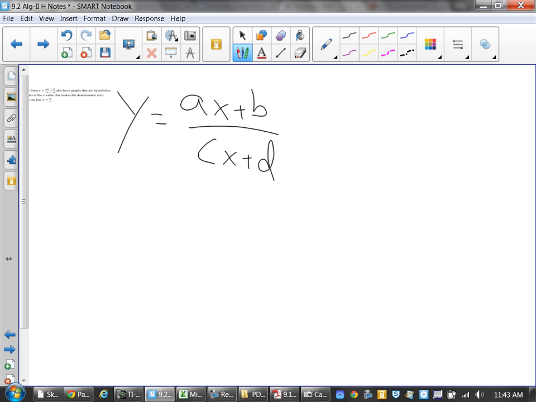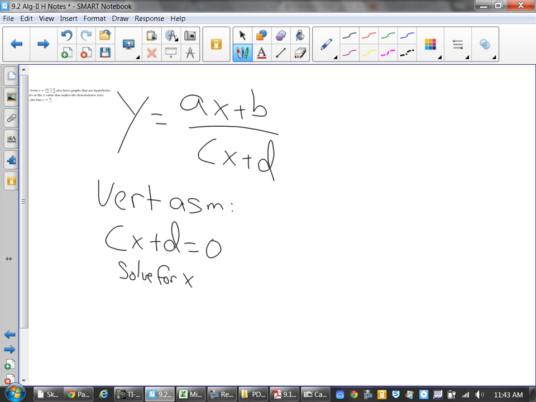So when you go to figure out what your asymptotes are, your vertical asymptote is going to be at the zero of the denominator. It's where you get 0 for x. You solve for x. Think of that cx plus d as a term, and you're just going to tell me what the zero is. And that's going to be your vertical asymptote.